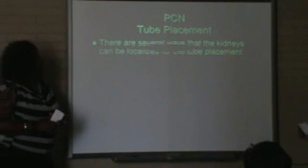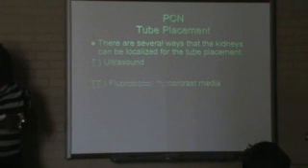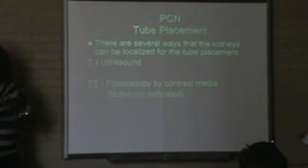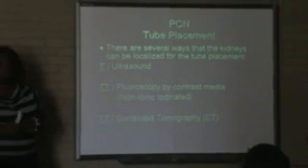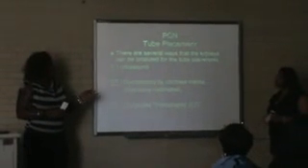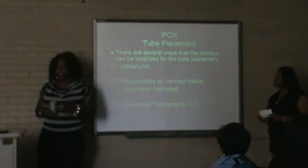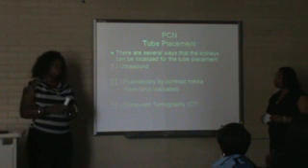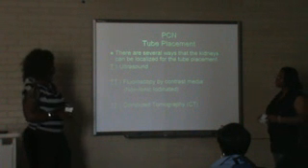The tube placement. There are several ways that the kidneys can be localized. You have your ultrasound, which is the most common and most used because fluid on the ultrasound shows up white. You also have your fluoroscopy, which uses non-ionic contrast media. And you have your computed tomography, which is your CT.